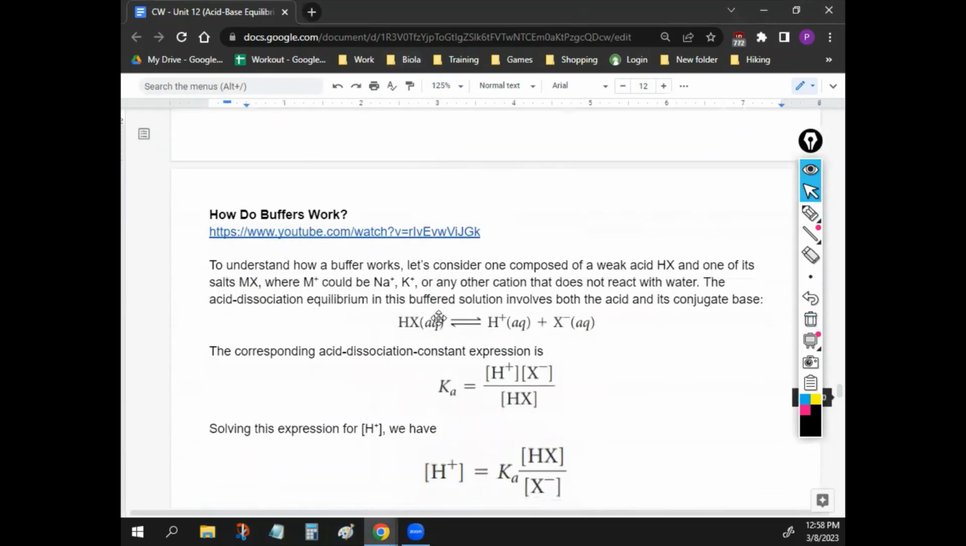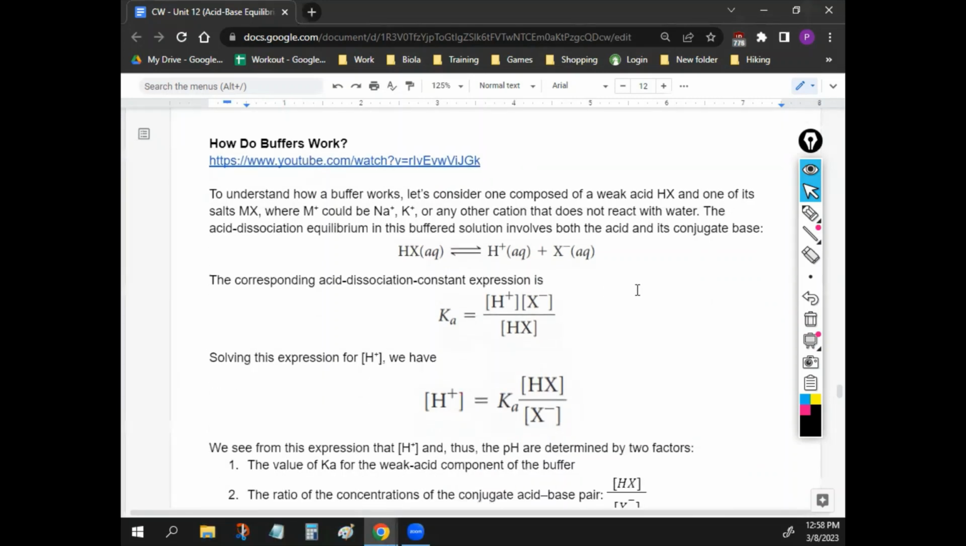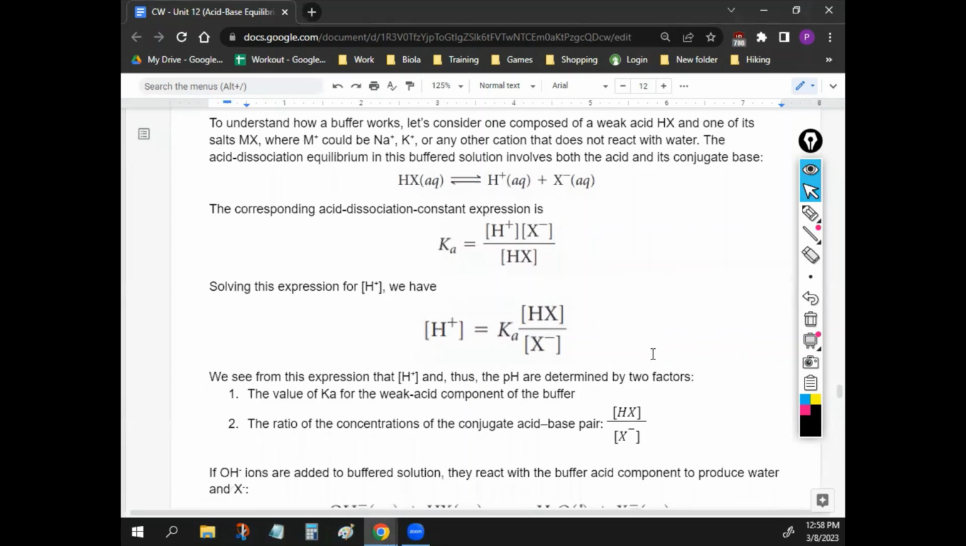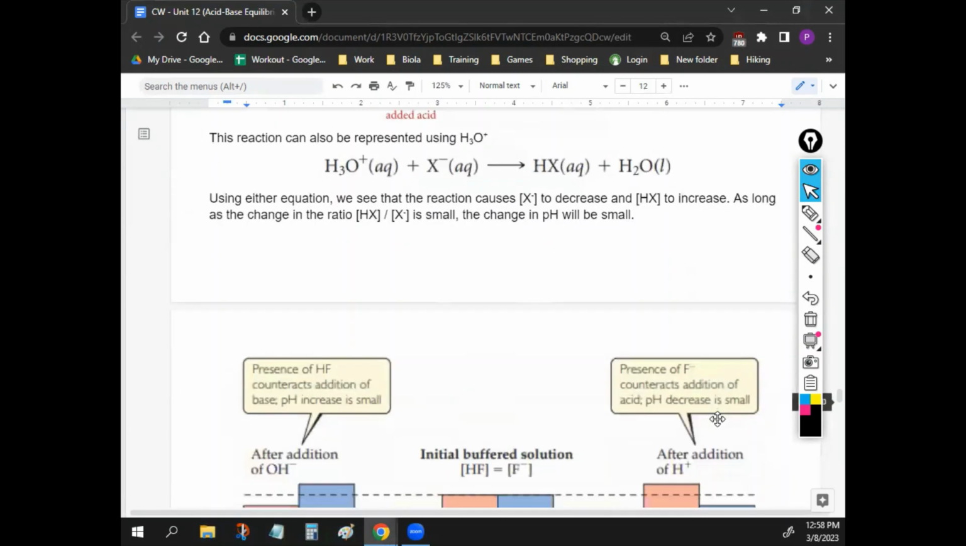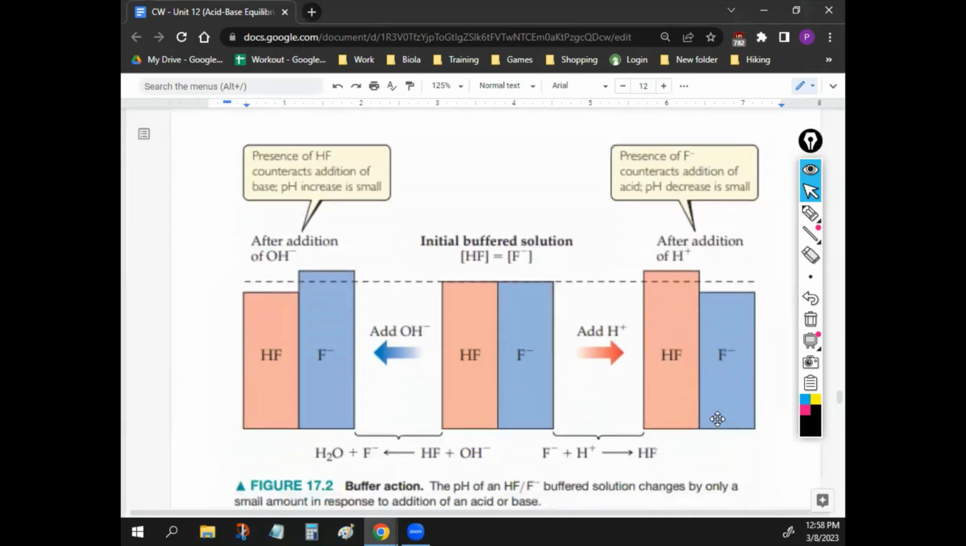If you want to take a look at a video on how buffers work, you can. It's basically what I just explained to you. The anion is going to react with H plus to reduce pH change. And then there's all this other stuff for the math. If you really want to look at it, you can. There's a lot of math involved. And then this right here is basically what I just told you.